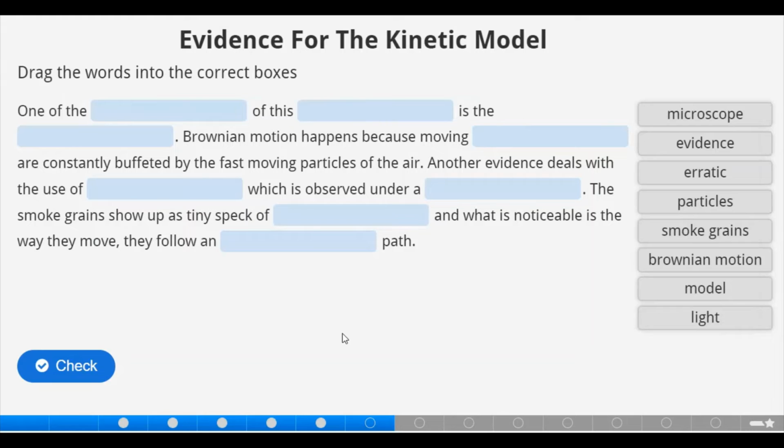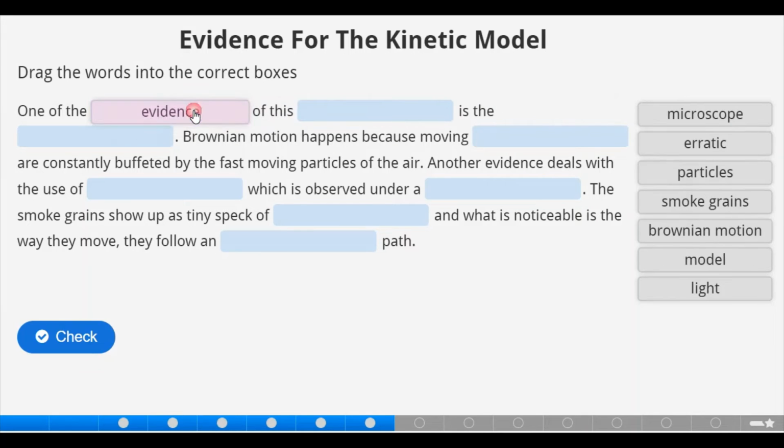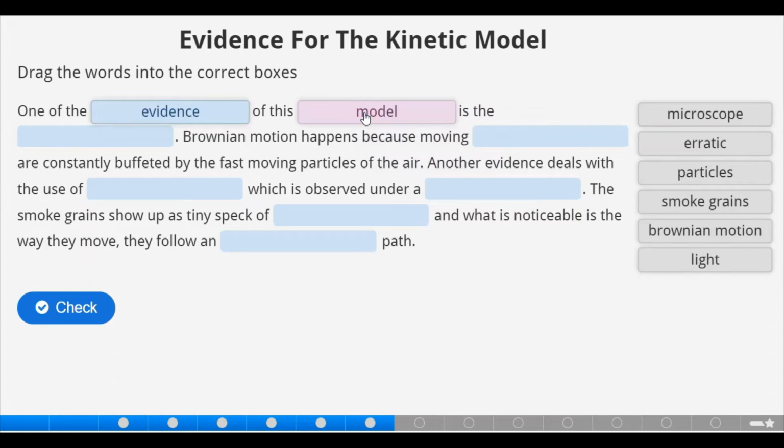Now, evidence for the kinetic model. We are also to drag the following words into the correct boxes. One of the evidence of this model is the Brownian motion.